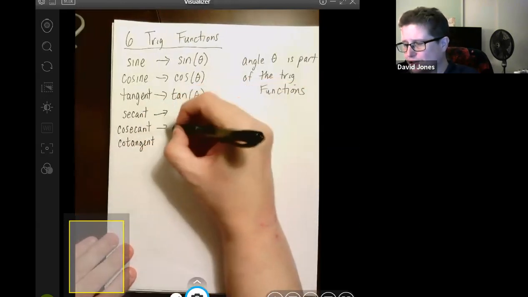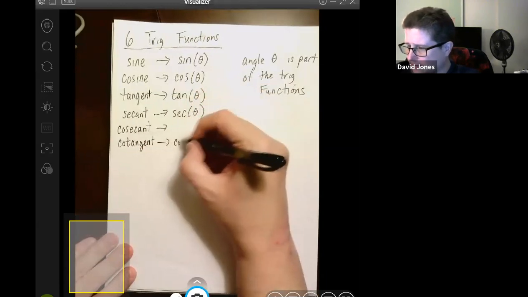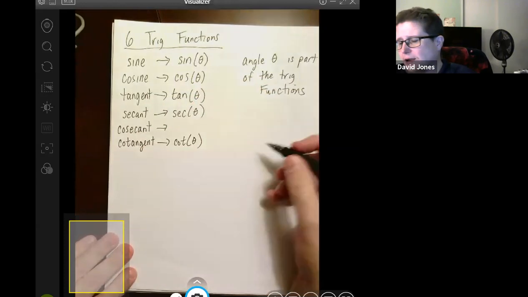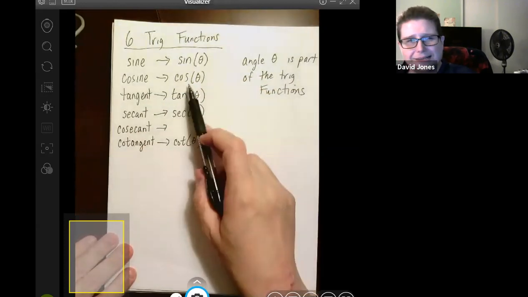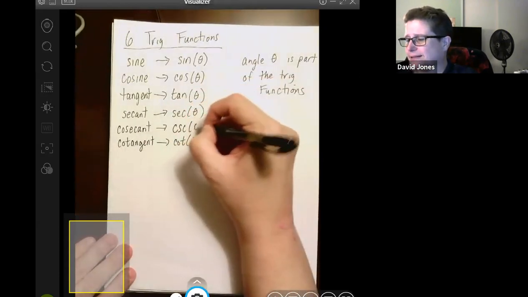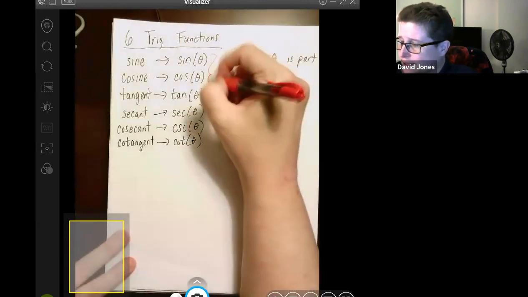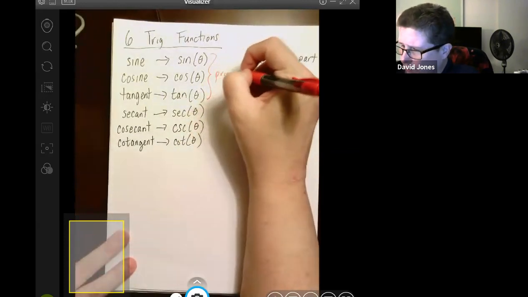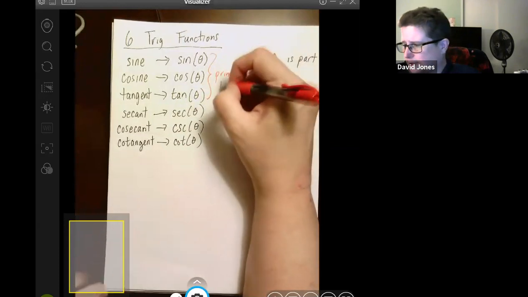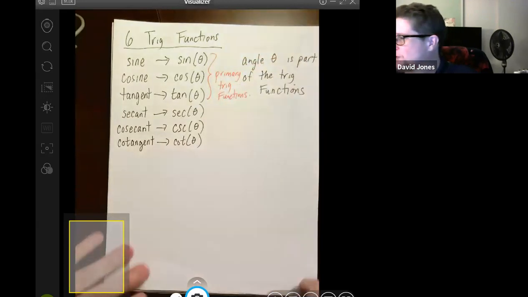Now here they use the first 3 letters for 2 of them. We already have a COS, not just our school, College of the Sequoias. This is COS, so they use CSC. These are our 6 trig functions. These are the primary ones and the most important ones to know. And there's a reason why there's a relationship between the other 3 and these 3.